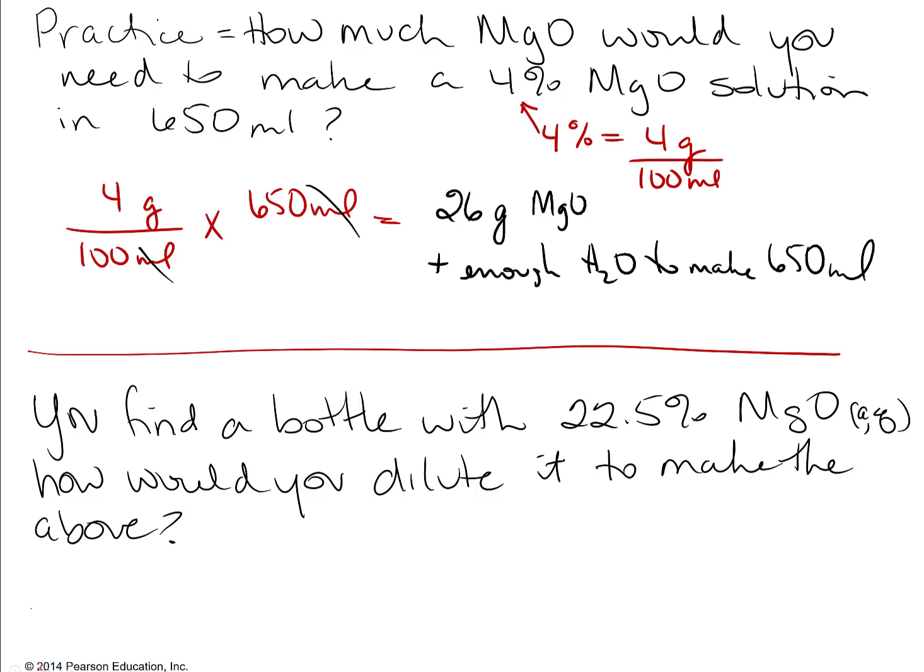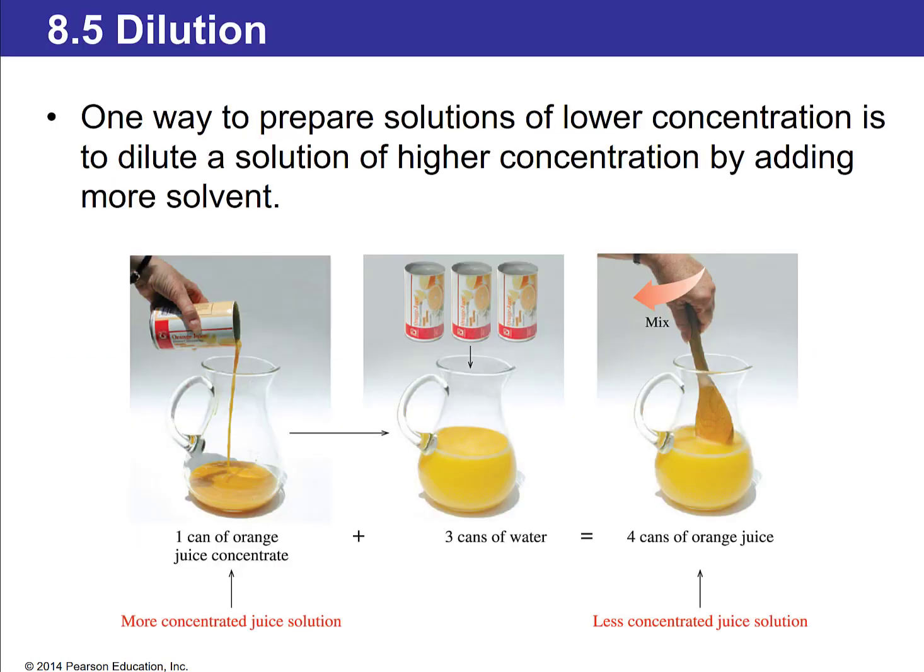If you have a solution with a higher concentration and you want to dilute it, you can do what's known as a dilution. A dilution is just taking something with a known amount of solute and adding water so that the concentration is lower. So this is the example.